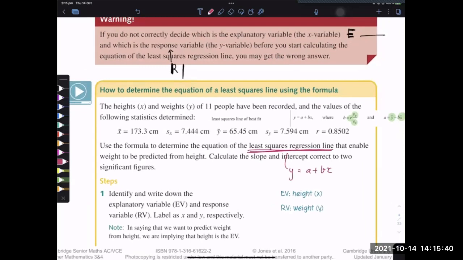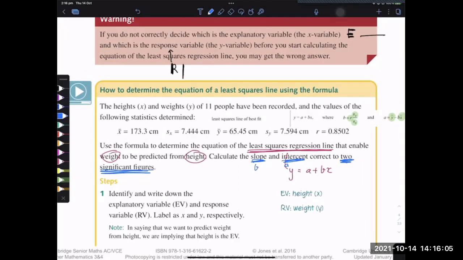All right, but we want to predict the weight and the height. Calculate the slope. The slope is b, intercept is a. Correct to two significant figures.